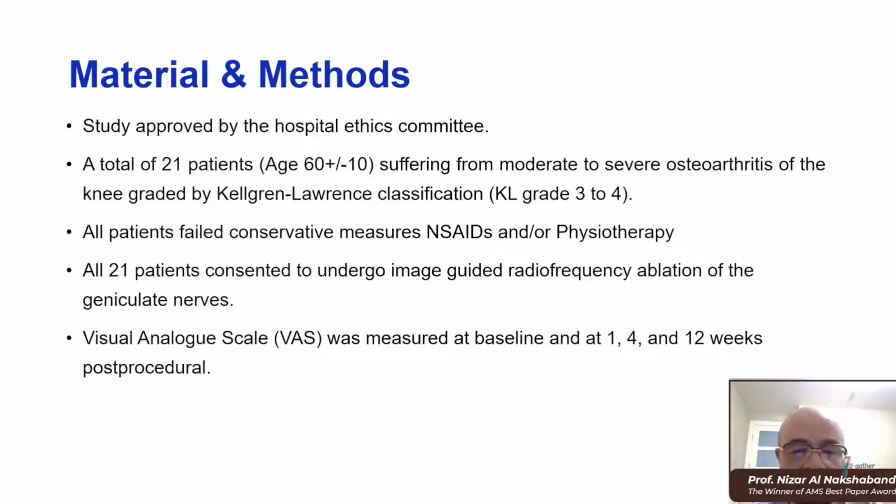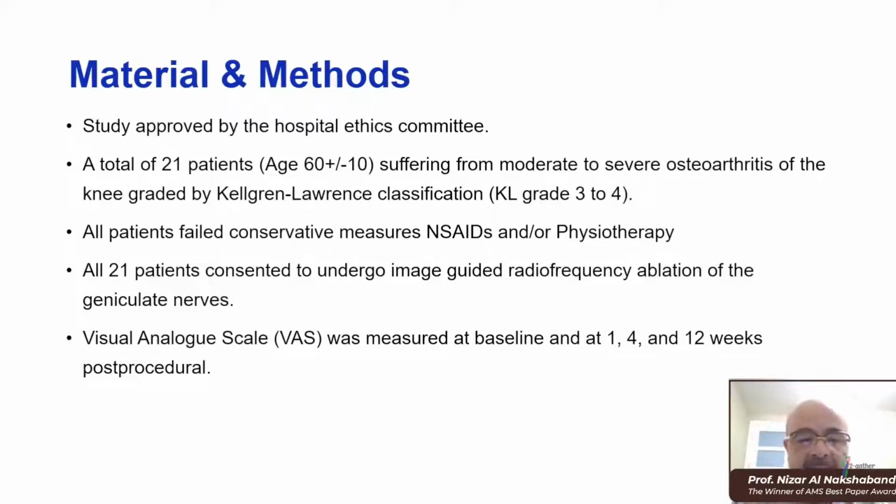The study has been approved by the hospital's ethics committee. A total of 21 patients, ranging in age from 50 to 70 years, suffering from moderate to severe osteoarthritis of the knee, graded by the Kellgren-Lawrence classification, grades 3 to 4.